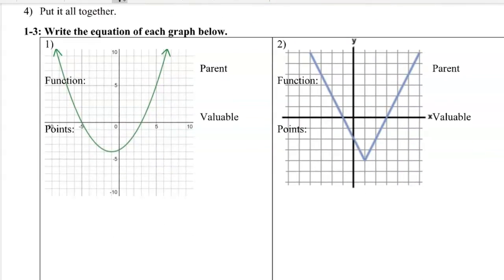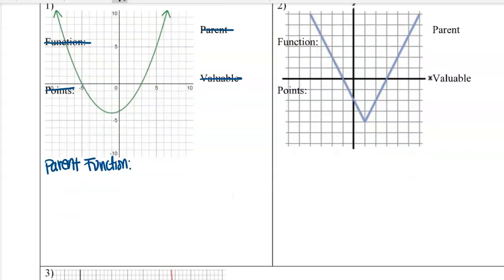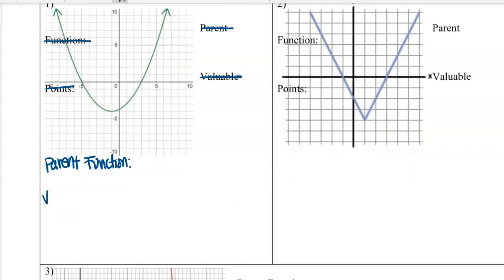Now let's try 3 examples here. So when we look at the first one, the example 1, 2, and 3, all we are trying to do, guys, is to write the equation. Oh, this formatting is bad. Okay, so we are going to cross this out and we are going to write down here, okay? Parent function, sorry about the formatting here, and valuable point, so valuable point.